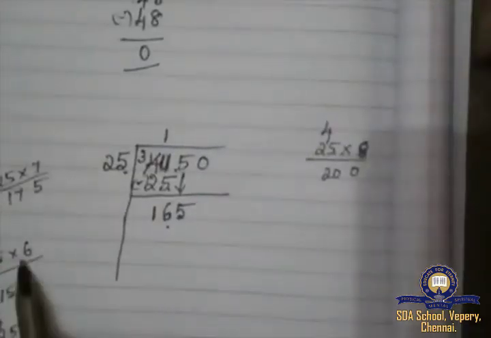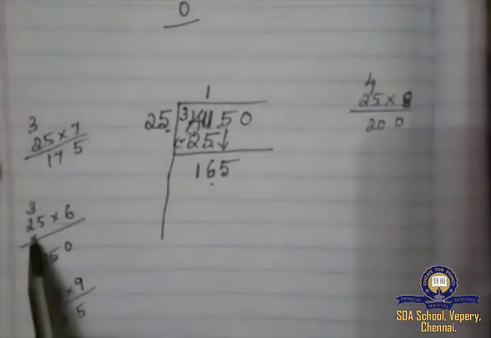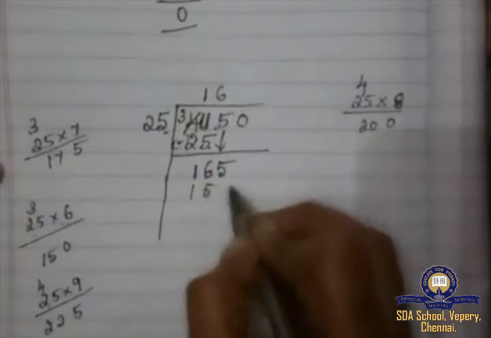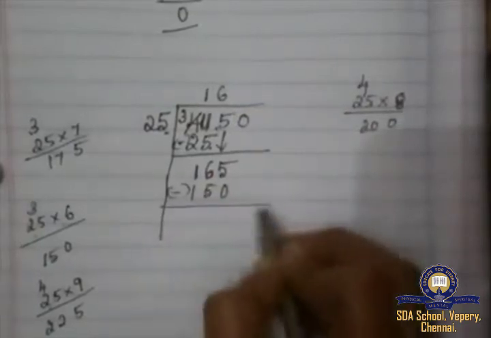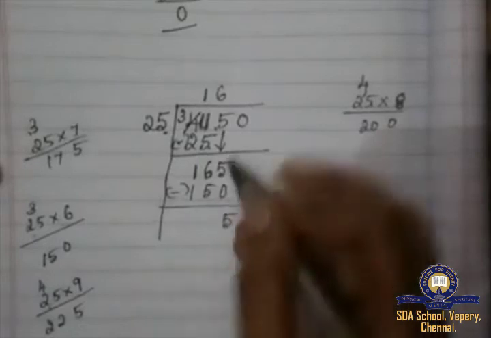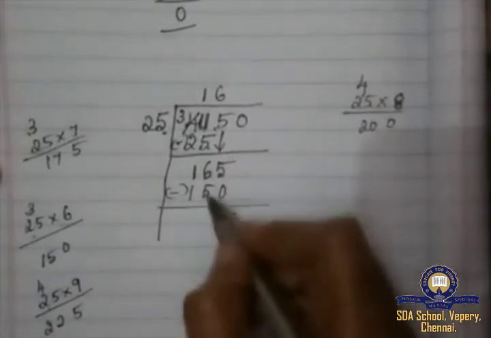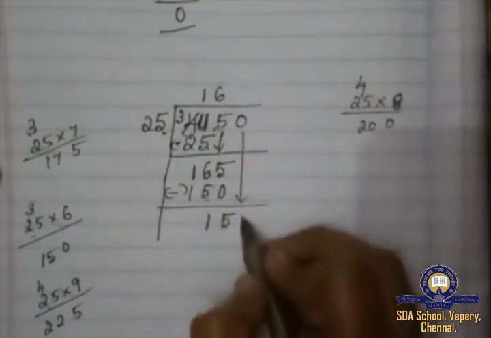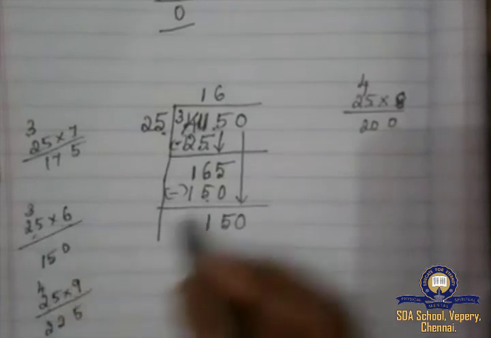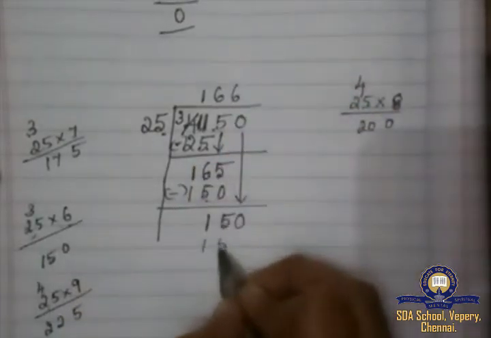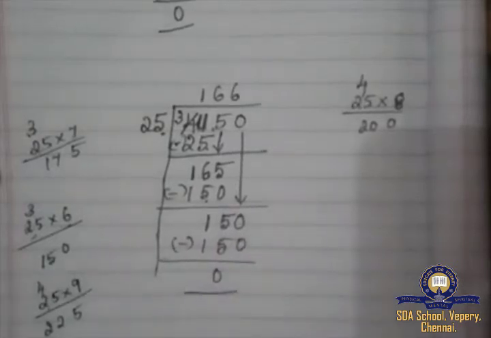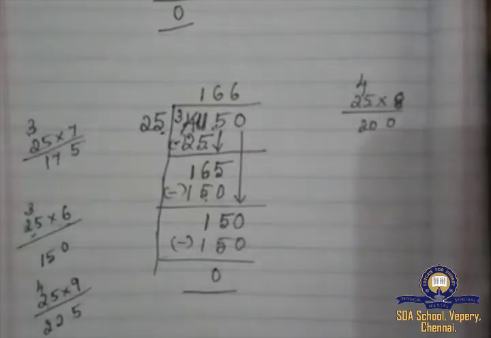Shall we stop at 25 into 6? 25 into 6 are 150. Subtract. 5 minus 0 is 5, 6 minus 5 is 1, and the balance is 0. So again 25 6s are 150. When you subtract, you will get 0 as a remainder. That is, it is getting completely divisible by the number 25.